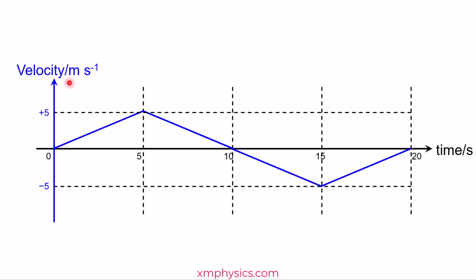Okay, let's look at this velocity time graph here. So we have an object whose velocity is changing from 0 to positive 5 to 0 to negative 5 and back to 0 again. So how would you describe the speed of the object during this part? Speeding up, right? And then it slows down. What about from here to here?